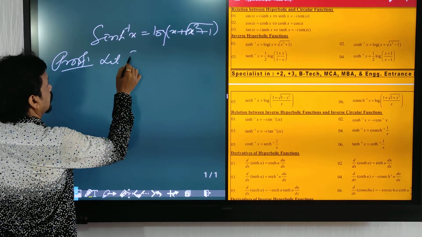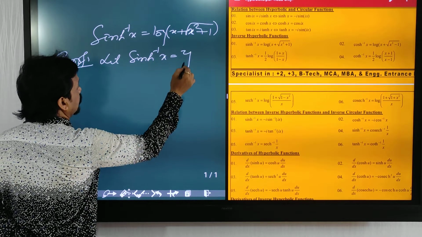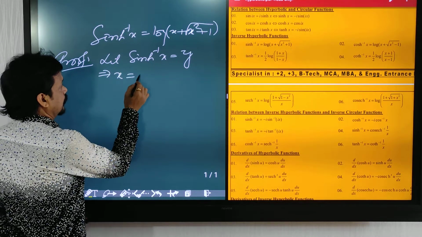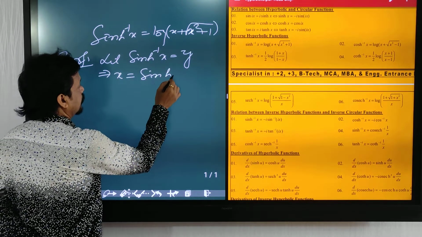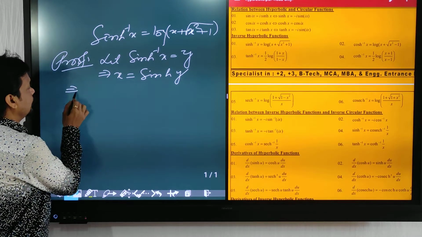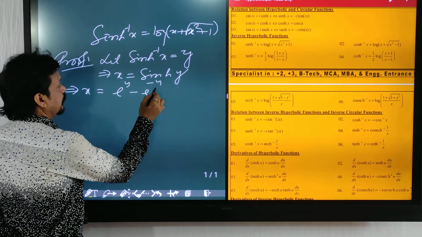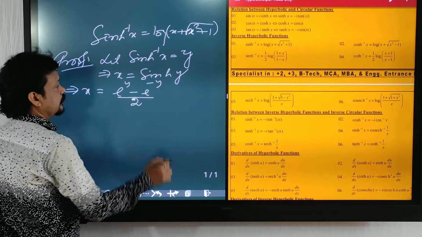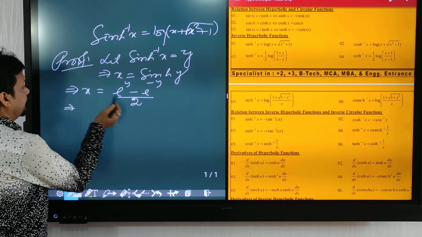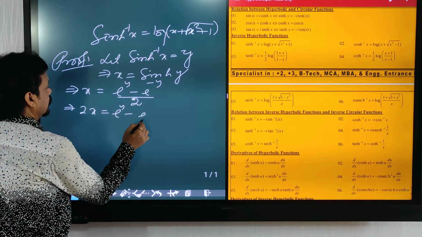Let sinh inverse x is equal to y. So let us take it as y. So it implies x is equal to sinh y, and sinh y already it is known to you, e to the power y minus e to the minus y divided by 2. This is the formula for sine hyperbolic y. So I am taking 2 to this side, 2x is equal to e to the power y minus e to the minus y.